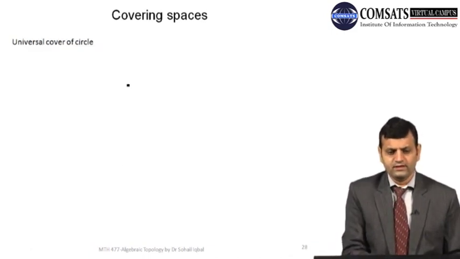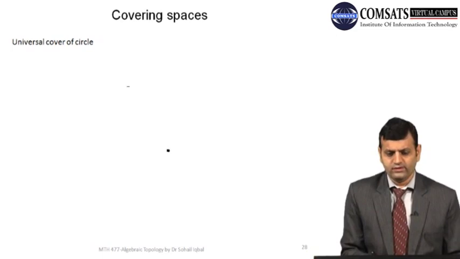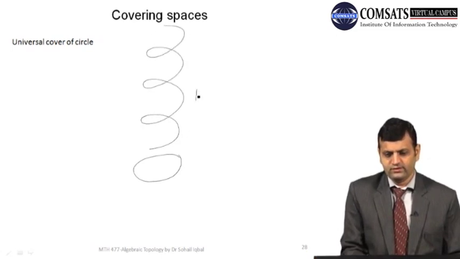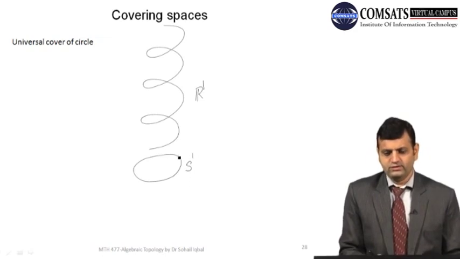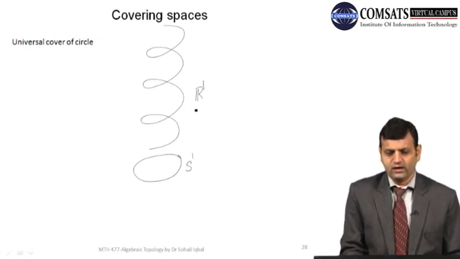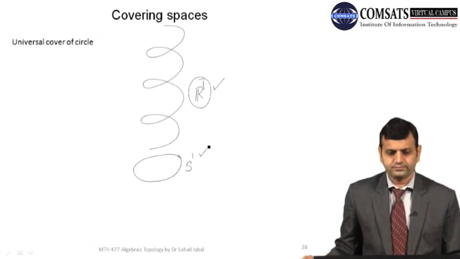Now we can discuss the universal cover of a circle. The universal cover of a circle is basically this helix-like construction that we did. So basically R1 is the universal cover of a circle. We can easily see that there are no loops in R1, so R1 is simply connected. So this forms a universal cover of S1.